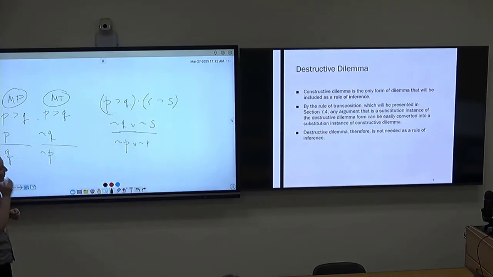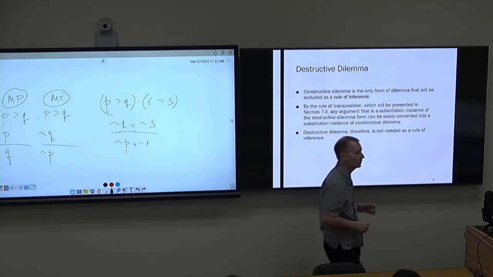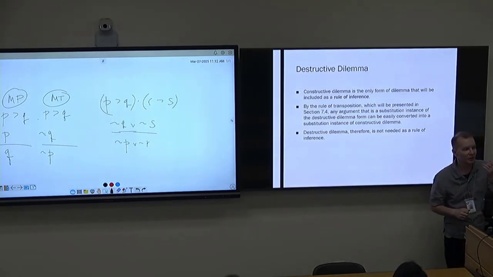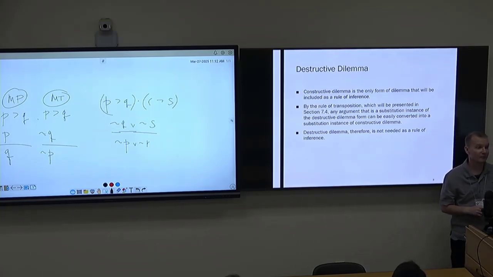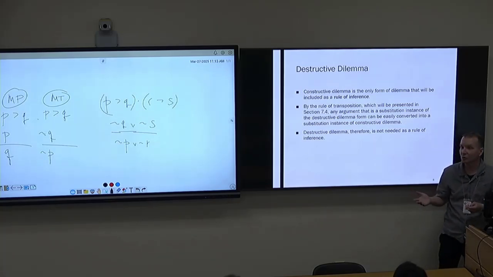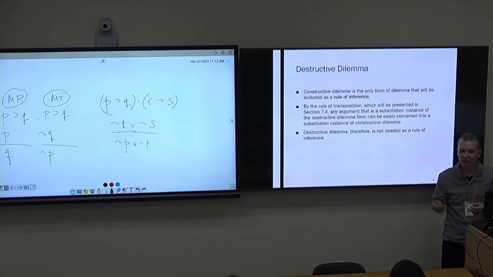And that's why it's called destructive dilemma, because it can destroy, right? It puts negations there. You put negation, you destroy it. So, by rule of transposition, which we will learn in 7.4, there's really no need for that, because it obviously follows from the other rules anyway. But just so that you would know, this is a destructive dilemma.